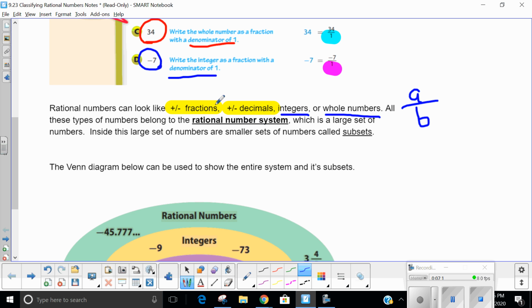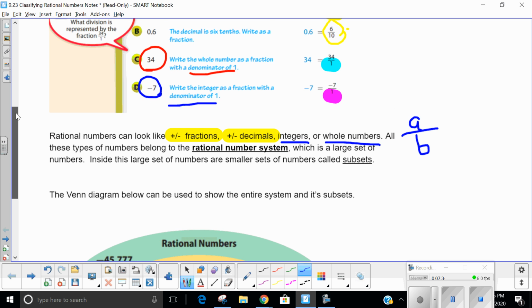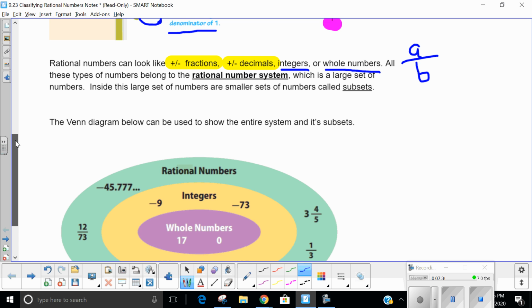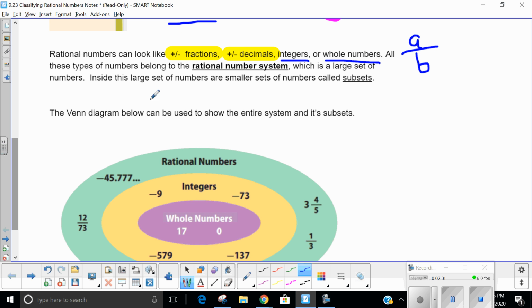So rational numbers are going to look like positive and negative fractions. They're going to look like positive and negative decimals. They're going to look like integers, which are positive and negative whole numbers, and then whole numbers are just the positive counting numbers, like 1, 2, 3, 4, 5, 6, 7, 8, 9, 10, okay? All of these types of numbers belong to the entire system called the rational number system.